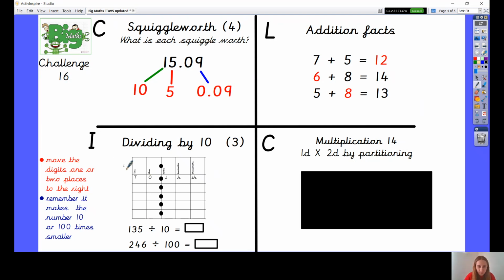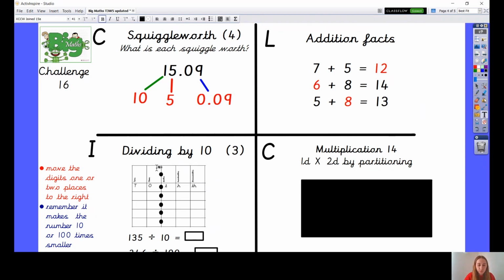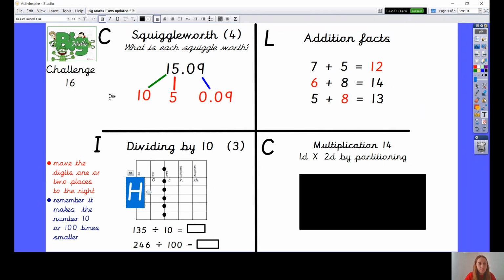Now, I've got 3-digit numbers today, so I actually need an extra column for my place value chart. So I'm just going to add a hundreds column. I have to make that H a lot smaller so it fits in with the rest of my place value chart. So this is going to be my hundreds column. And you can imagine that that was there all along.